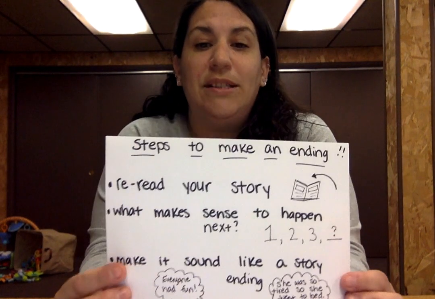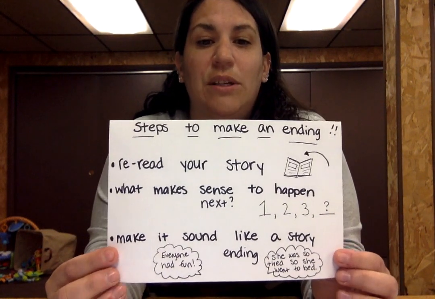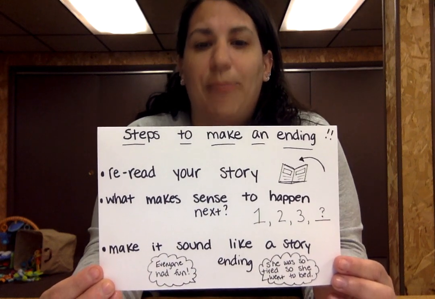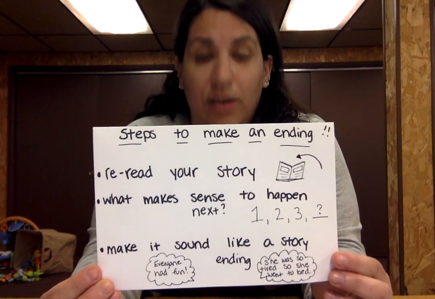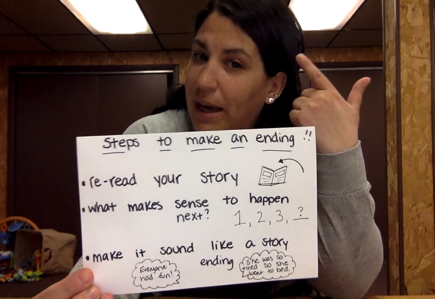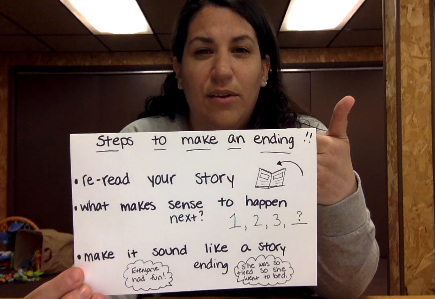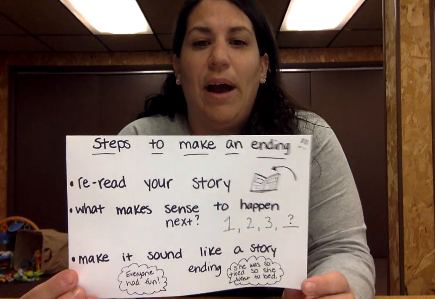So, to make an ending, there are 3 things we have to do. Lots of these things that we have to do have 3 steps. It's so interesting, okay? And these are our steps to make an ending. The first step is to reread your story. By rereading your story, it's going to remind you of everything that's happened, and it's going to help you to figure out what you need to do next, okay?